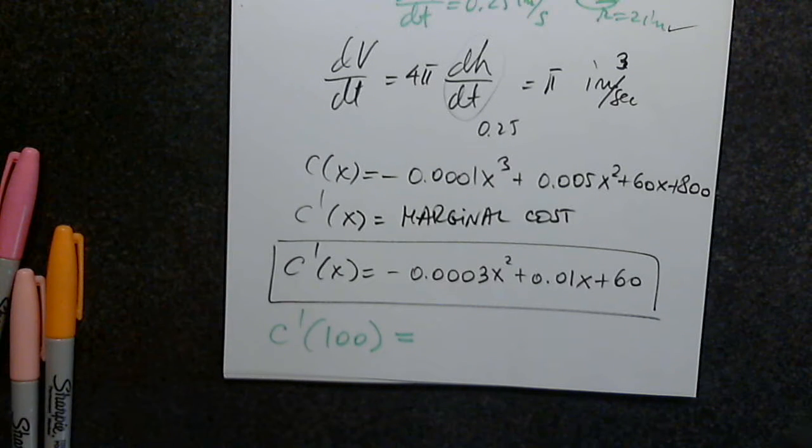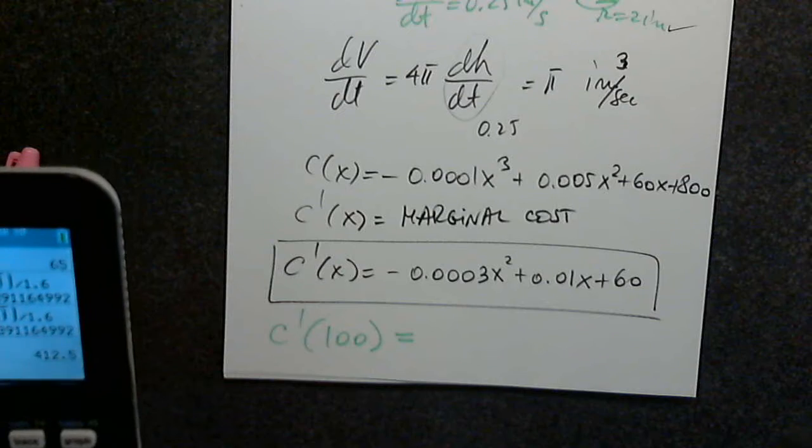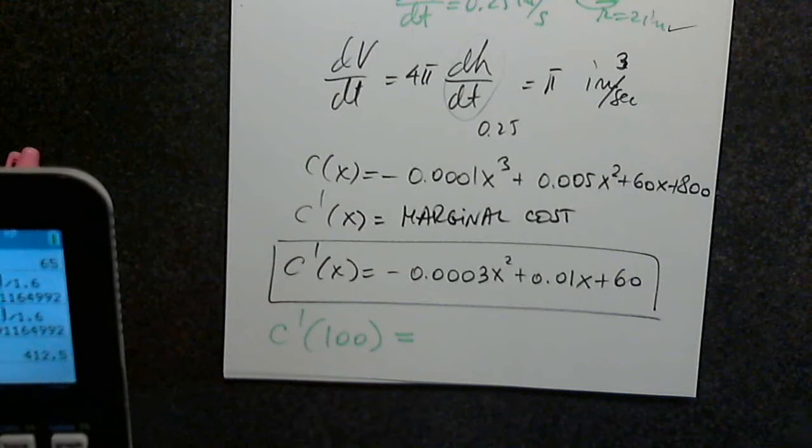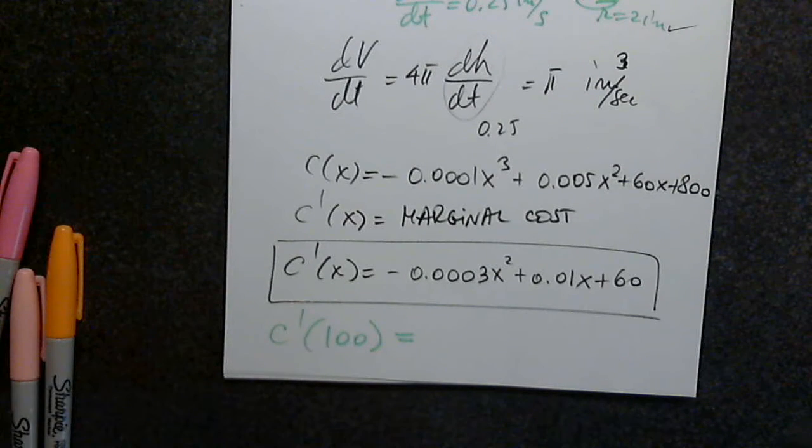Okay, part B is asking us to find c prime of 100 and interpret its meaning. Okay, so let's plug it in. I need to use the calculator as well. I got 58. Please correct me if I'm wrong. 58 without a measurement unit means nothing. It's a rate of change, so it has to have two measurement units, one coming from the top and one coming from the denominator. It must be the rate of change of something with respect to something.